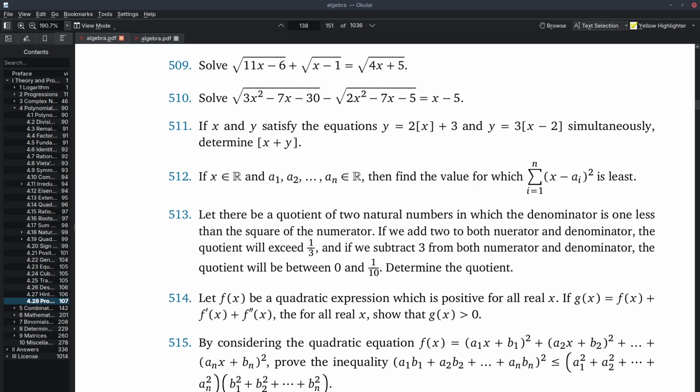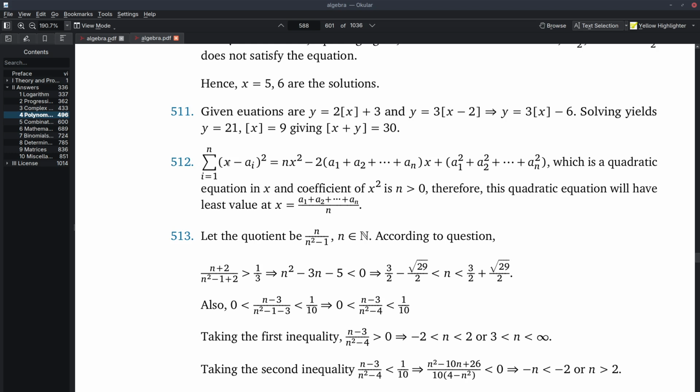Question 512 says that if x is in the set of real numbers and a1, a2 through an are also in the set of real numbers, then find the value of x for which the sum from i equal to 1 to n of (x minus ai) whole square is least. So we can write it as (x minus a1) whole square plus (x minus a2) whole square through (x minus an) whole square. If you sum that, it will become n x square minus 2 (a1 plus a2 through an) into x plus a1 square plus a2 square through an square, which is a quadratic equation.